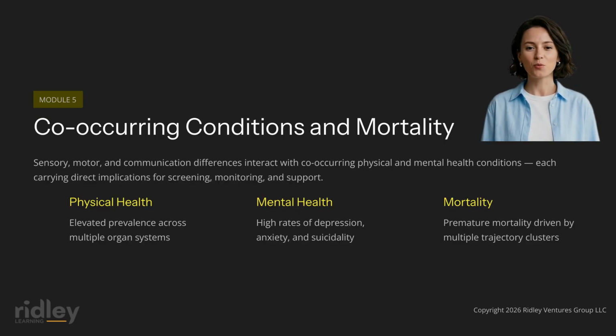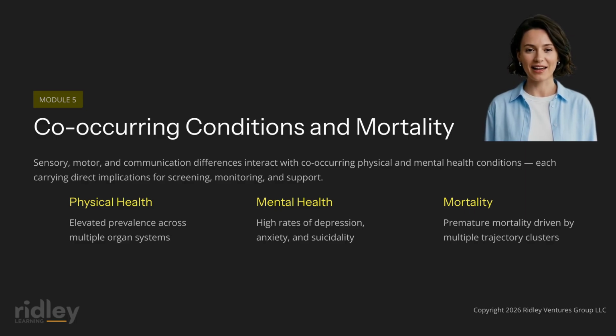Module 5 addresses one of the most clinically important dimensions of autism across the lifespan: co-occurring conditions and premature mortality. The sensory, motor, and communication differences we examined in Module 4 don't occur in isolation. They interact with a broad range of co-occurring physical and mental health conditions that shape clinical outcomes throughout a person's life.